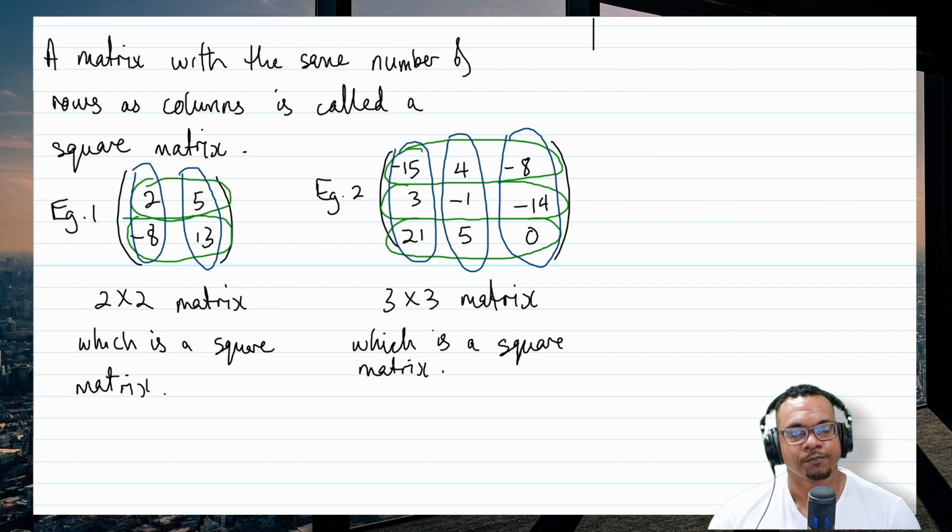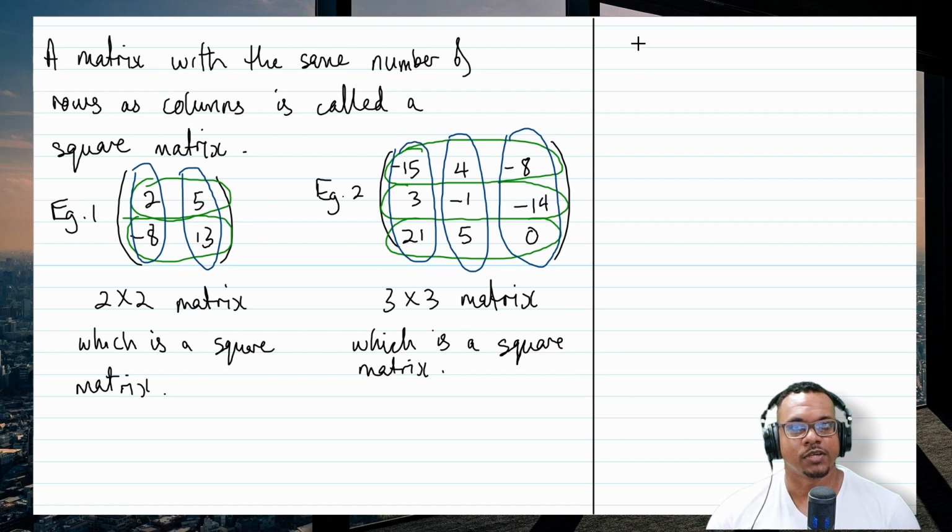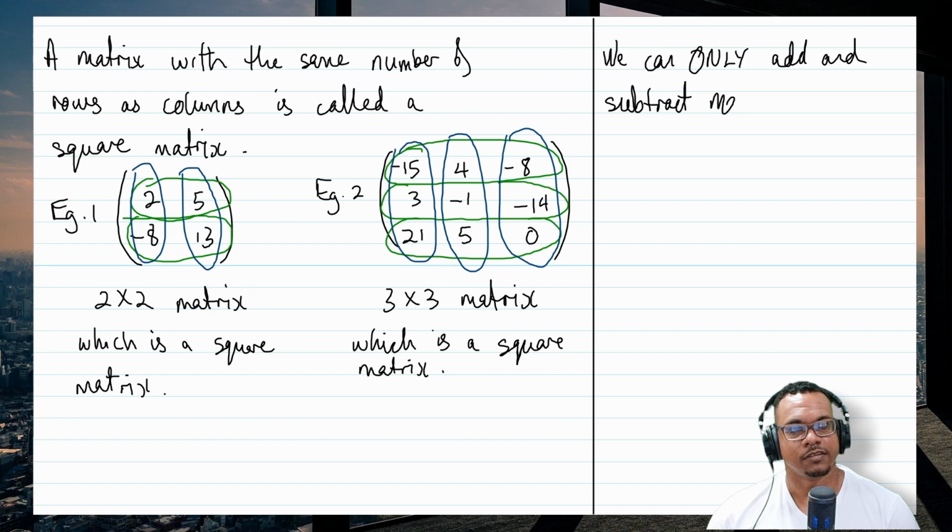So let's give it a little note now. We know about the order of a matrix. We know its rows, we know its columns. So now we're just going to say that on a matrix, we can only add and subtract matrices with the same order. Only, capital, add and subtract matrices with the same order.